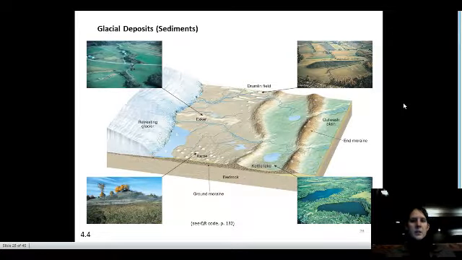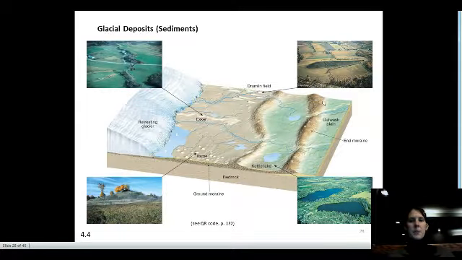Okay, so we've talked about glacial erosive features. Now let's talk about some of the glacial depositional features we find. First we want to talk about the sediments from glacial depositional activity. Glacial deposits are called drift, and glacial drift is divided into two types.